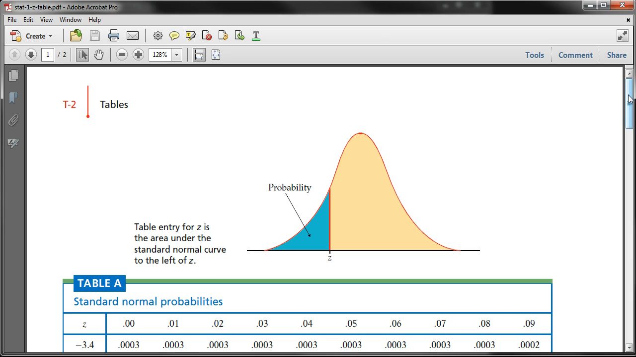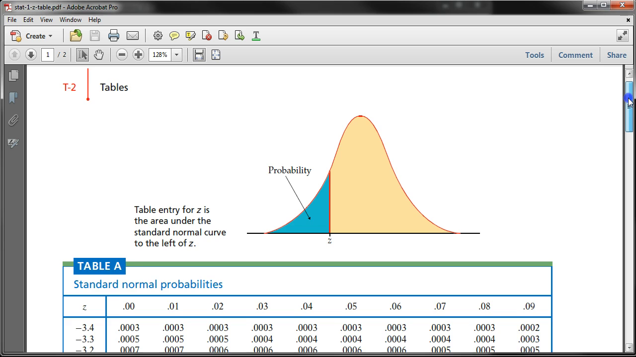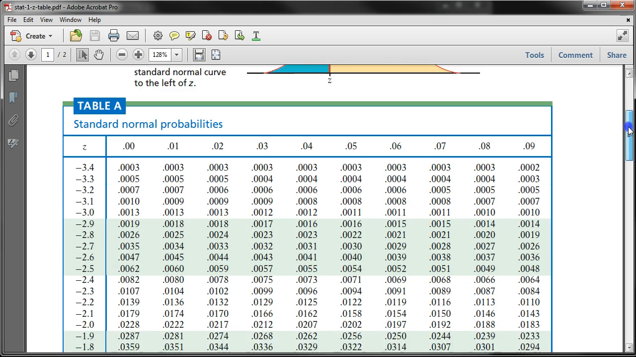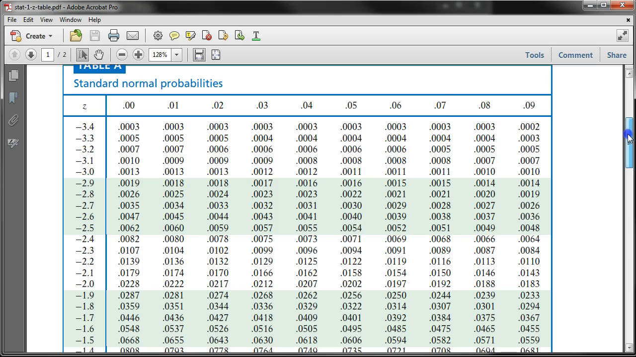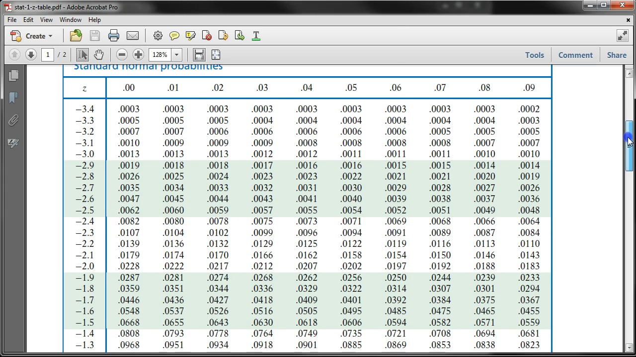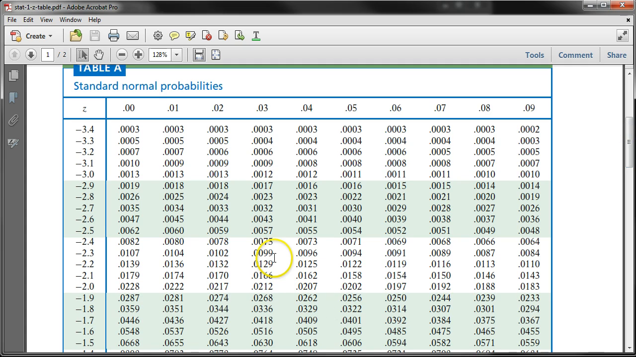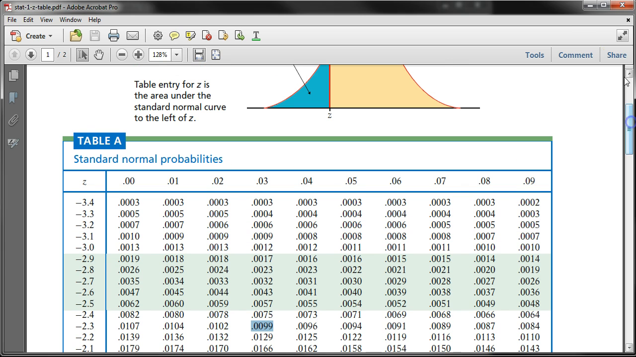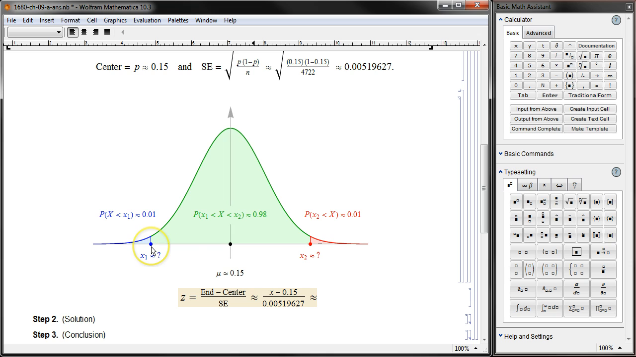Okay, here's the Z-table, standard normal table. And we are looking for 1% on the left-hand side. So let's look for 1%. This, I think, is the closest, 0.0099. So negative 2.33 is going to be my z-score associated with this left-hand side. So negative 2.33. Solving this equation, you can get x1. Using the symmetry, you can find x2.